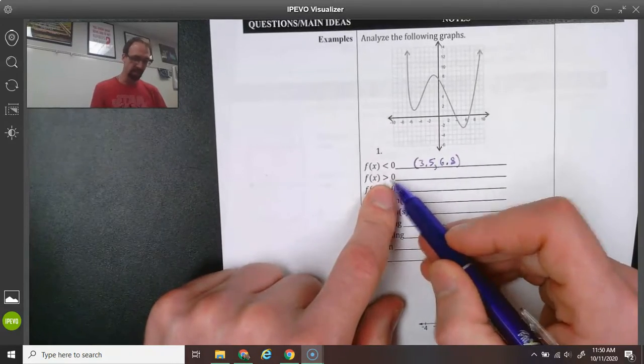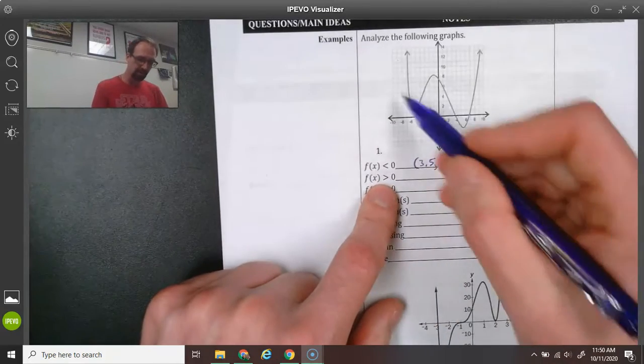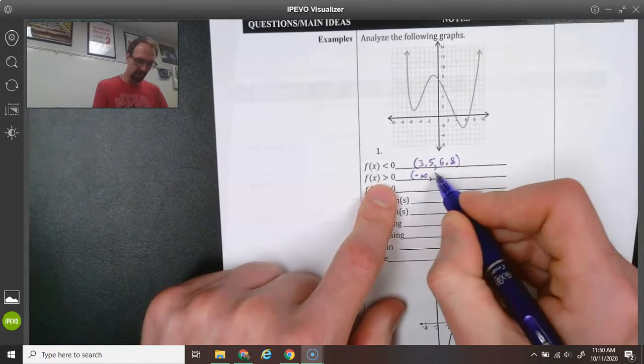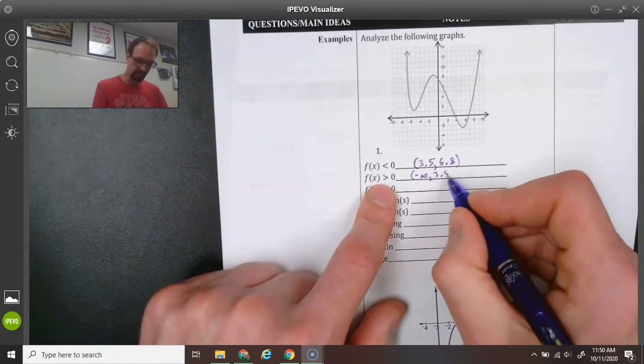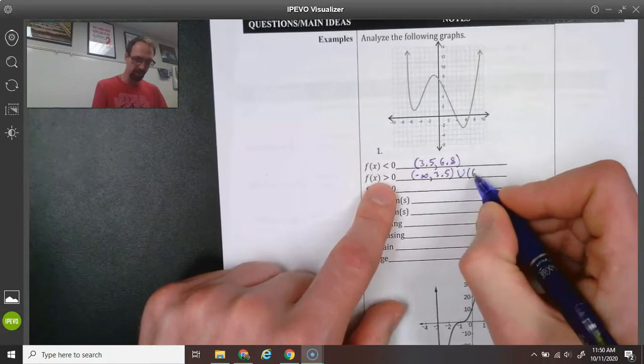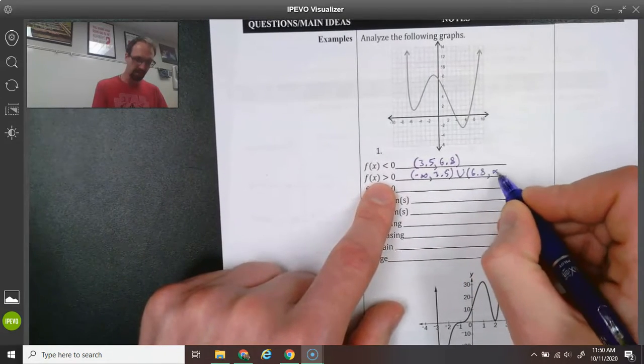F of x is greater than 0. So f of x is greater than 0. It looks like to be negative infinity all the way to, looks to be about 3.5. Notice that these values had to be the same, union, and then I'm going to go about 6.8 all to infinity. What's going on here?